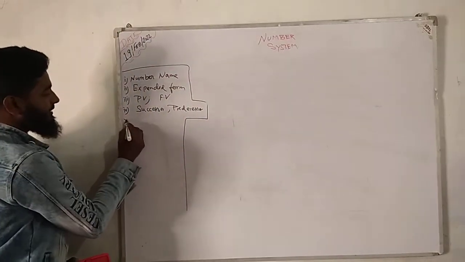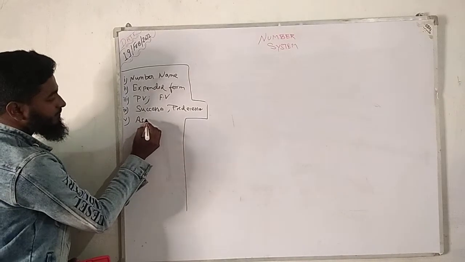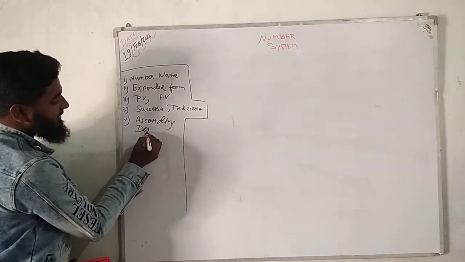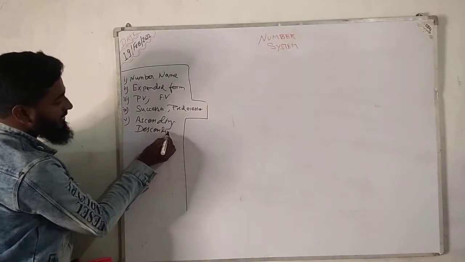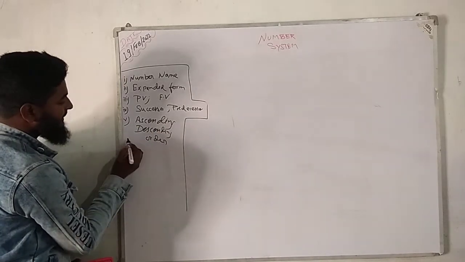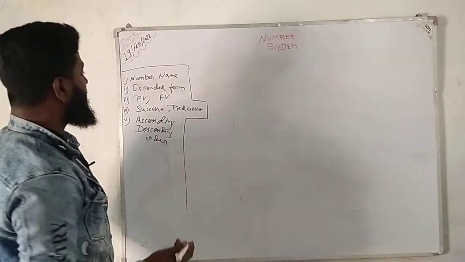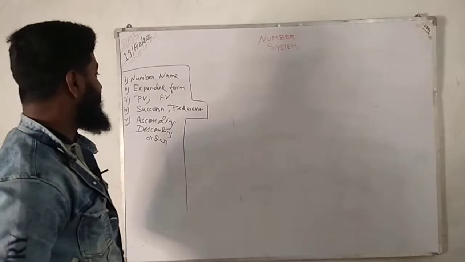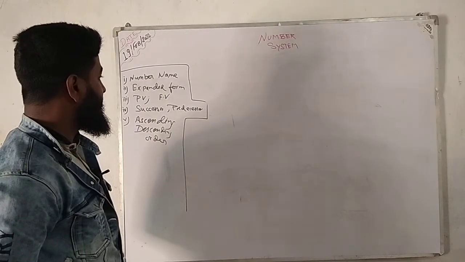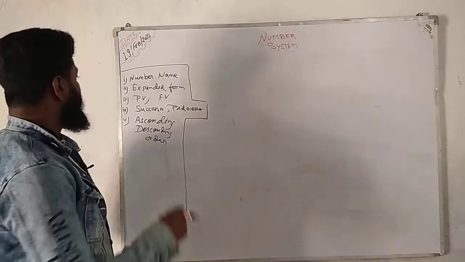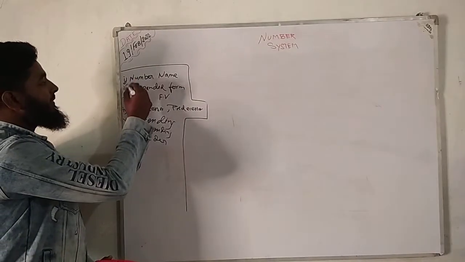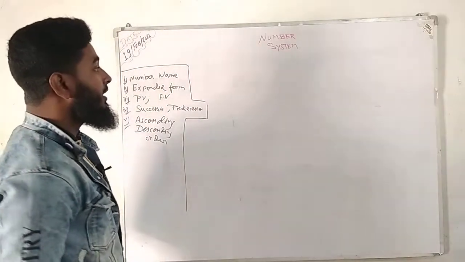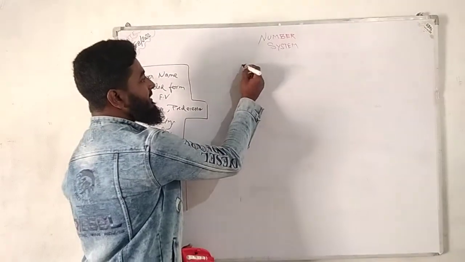So the sixth topic is ascending and descending order. Done. This is the whole number topic, which you used to get questions on in examinations and elsewhere. The topics are number name, expanded form, place value, face value, successor, predecessor, and ascending order and descending order. Now the next is the international system.